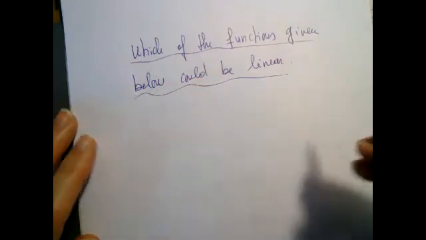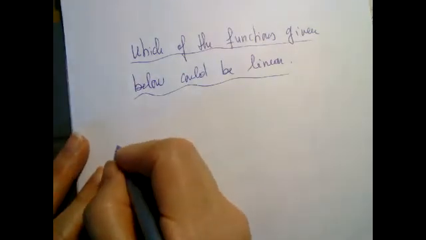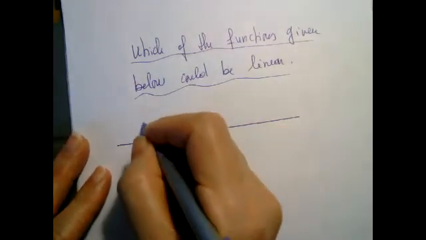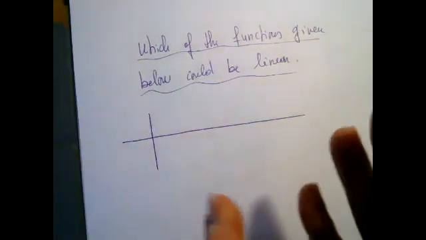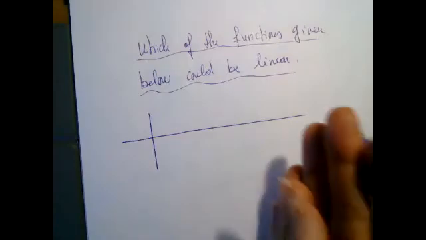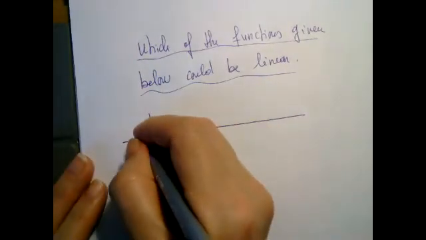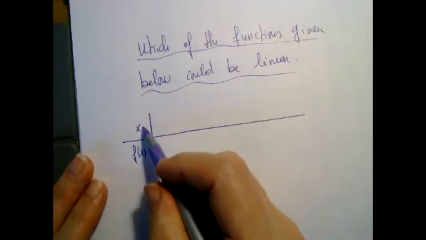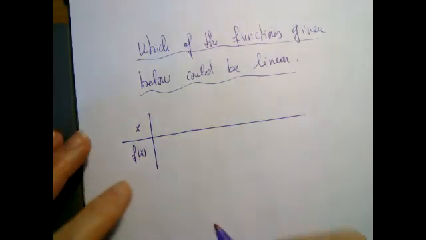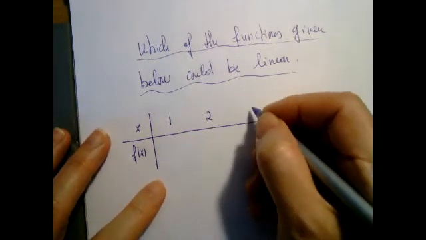Okay, all right. So which of the functions given below could be linear? I'm not going to graph them, because if a graph is a line, we know it's linear. If it's a formula, we know because it has the form mx plus b. If you have a table, this is the input and this is the output. This is the x value and this is the y value. I'm going to give you a bunch of fairly simple values, nothing deep here.